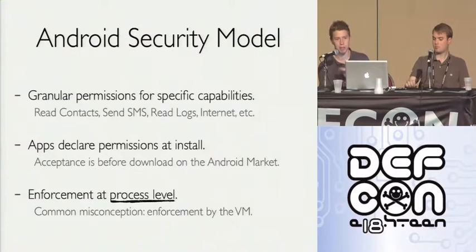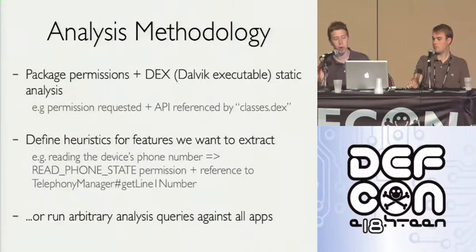Also important is enforcement is at the process level and the VM level. So if you find an Android VM vulnerability, usually it means absolutely nothing because everything's enforced at the Unix process level, IPC level, and what your user's permissions are on the actual device, which is really interesting. So what did we do?